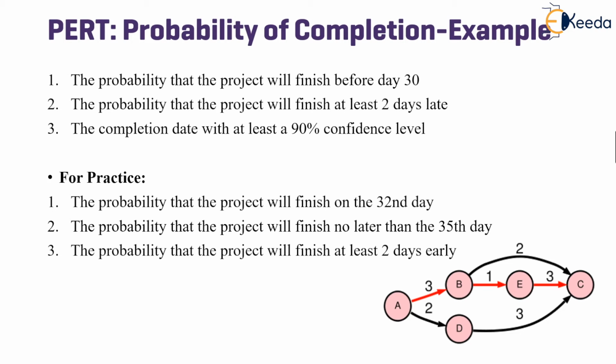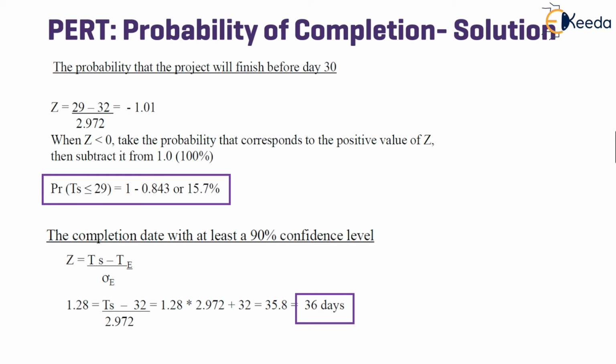There are also some more complex examples which have been solved for your reference. That is to calculate the probability that the project will finish before day 30, the probability that the project will finish at least 2 days late, and the completion date with at least 90% confidence level. And some questions have been given for your practice. Let us come to the first question.